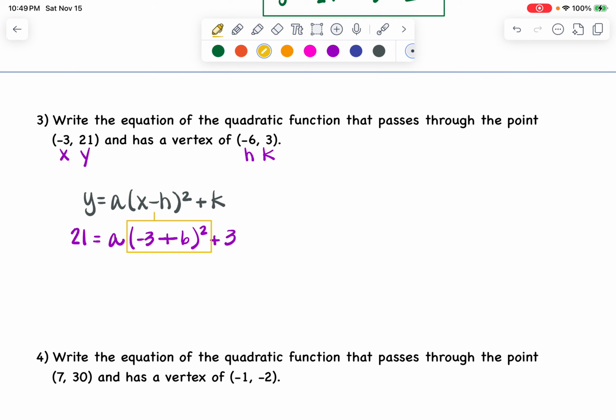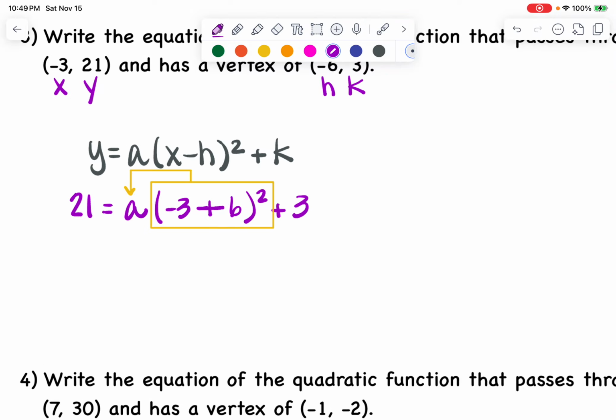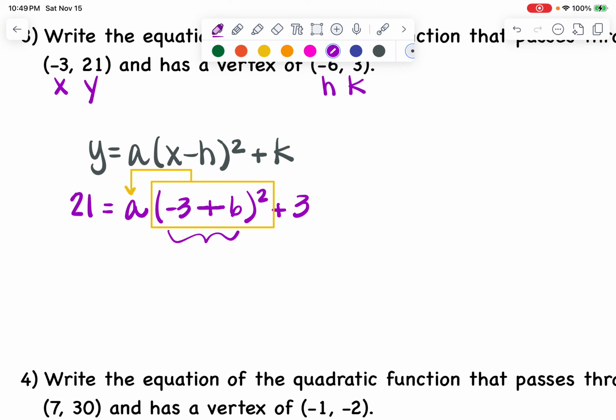Just do not forget to use parentheses. All right, if it's in parentheses on your paper, it must be in parentheses on your calculator. So again, -3 plus 6 is 3. 3 squared is 9. So that means I'm going to write this as 9a. Right, the multiplier goes in the front, not the back.